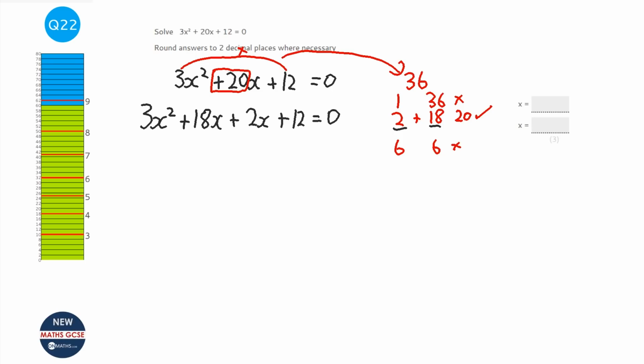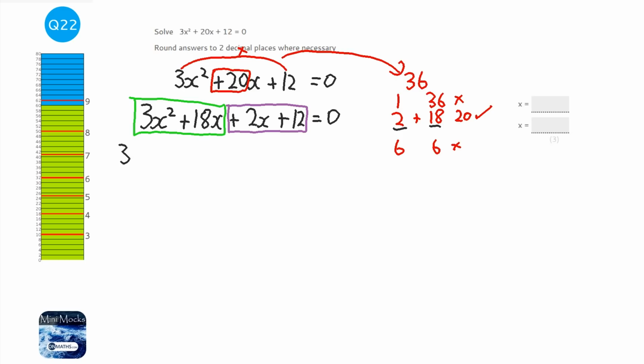Okay, now for this bit, I'm only focusing on the first bit, and the second bit separately. So I'm going to look at factorising them linearly. Okay, so I'm looking for something that goes into 3x squared and 18x.